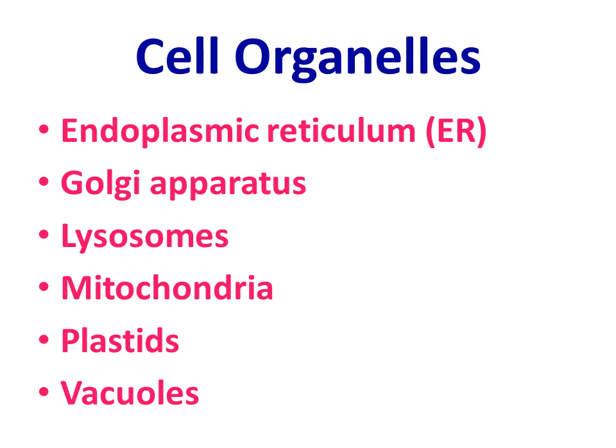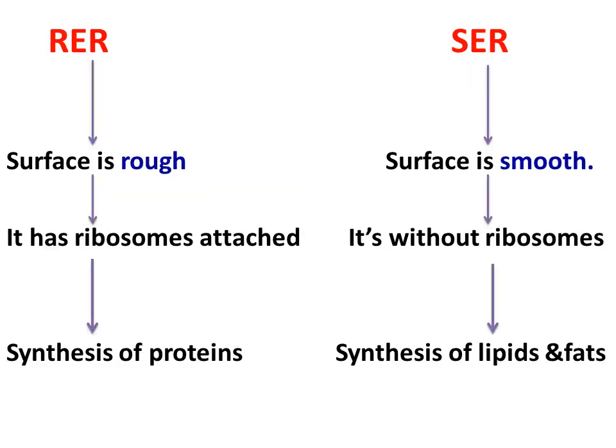Now, I will be discussing various cell organelles in brief again. What are those various cell organelles? Endoplasmic reticulum, Golgi apparatus, lysosomes, mitochondria, plastids, and vacuoles. Now first is endoplasmic reticulum. What are the types? RER and SER. RER means rough endoplasmic reticulum. SER means smooth endoplasmic reticulum.